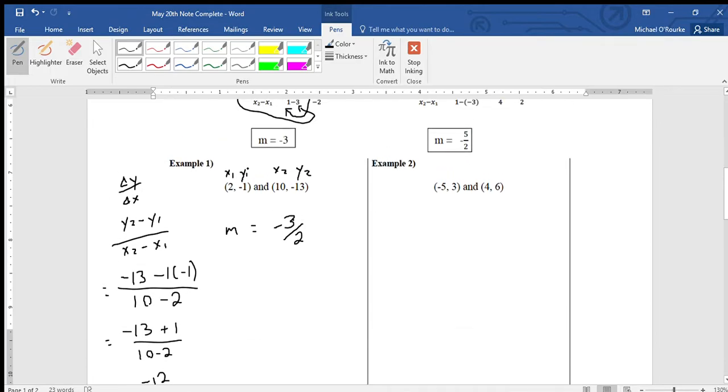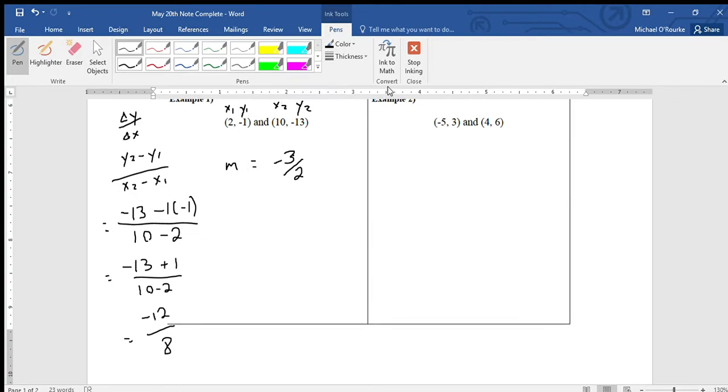Let's do this one here. First thing I do, label my points. Let's say this one is x1. This is x1. This is x2. This is x1, y1. This is x2. This is y2. Remember, delta y over delta x, which means y2 minus y1 over x2 minus x1.